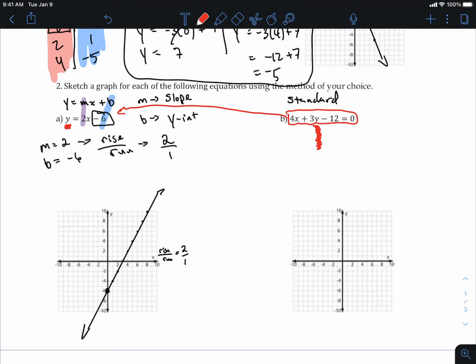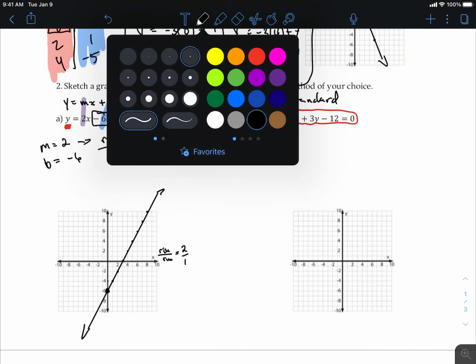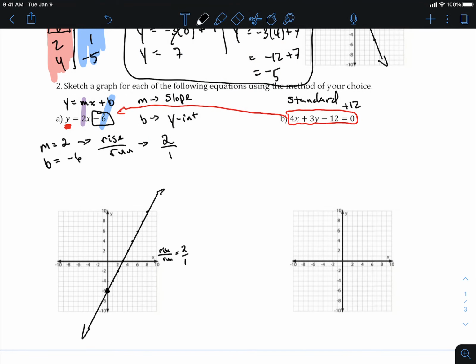I'm just going to isolate for y. Doesn't matter that there's an x in there. It doesn't matter. I want y. Okay? So all you have to do is just start moving stuff over to the other side. So right off the bat, I see I can add 12 to both sides, right? So that leaves me with, the 12s cancel on the left, 4x plus 3y is equal to positive 12.